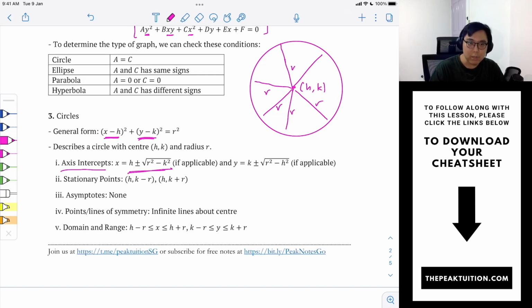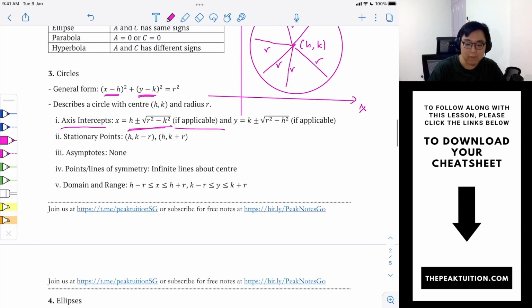Remember when you do square root, you must have the plus minus, because both plus and minus when you square give you the same square. Okay, so when you square root it, you must consider both the plus and minus. Notice that I say if applicable. Why if applicable? Because if the axis is here, then there just won't be any intercept, right? If your axis looks like this, then there's no intercept. So you must check whether it's applicable.